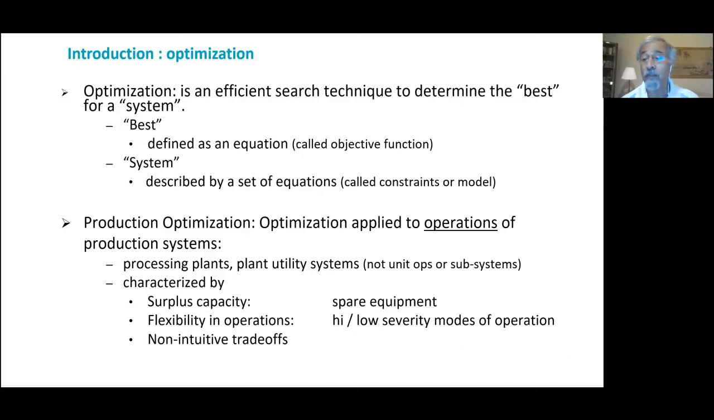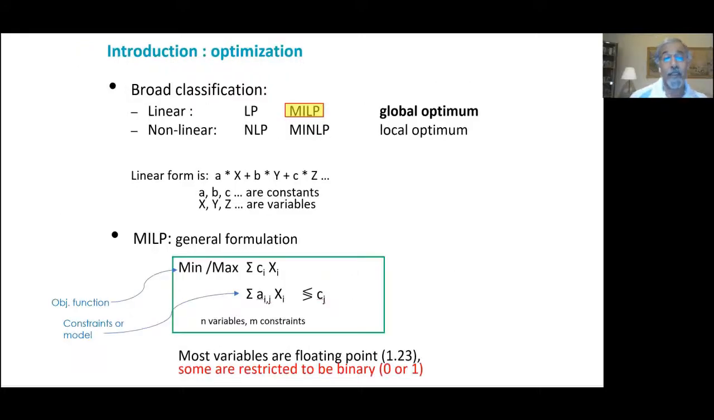So what are the different types of optimization problem? They are broadly classified along the lines of linear versus non-linear. In the linear category, you have linear programming, LP, and MILP, mixed integer linear programming. A property of the linear optimizers is that they guarantee a global optimum, meaning the optimum you have found cannot be improved. You can be confident of your results. So we talk about linear.